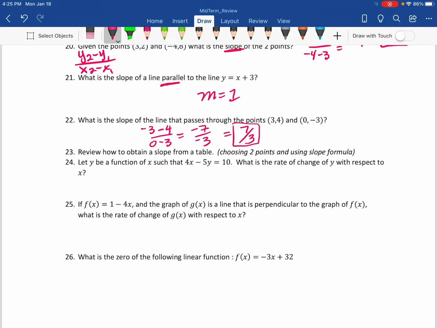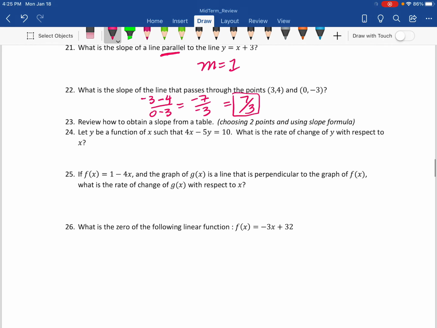How do we review doing a table? Slope from a table, you're just going to pick 2 points. Okay. What is the rate of change in number 24? I'm going to go to number 25 and then I'll stop this video.